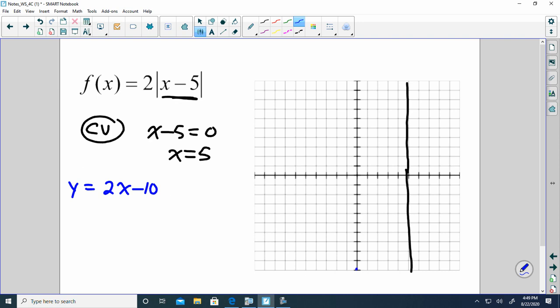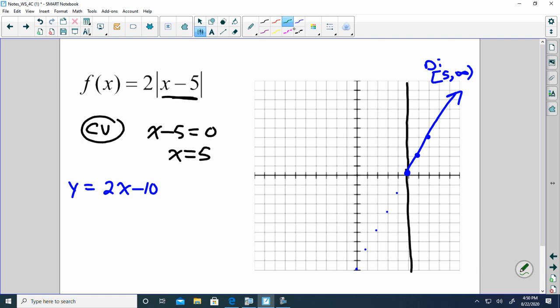I'm going to go up 2, right 1, up 2, right 1, and keep going, up 2, right 1. Put the dot there. Up 2, right 1, up 2, right 1. So there's the first part. The domain of this first part goes from 5 to infinity. I know I didn't do this on that class problem.